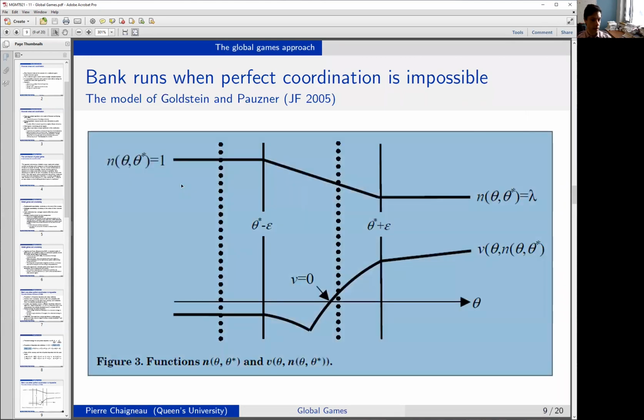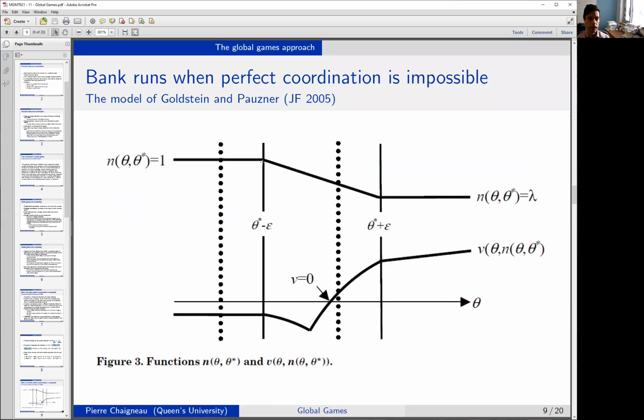Okay. And in between these two extremes, the proportion of agents who withdraw, as you can see, is linearly decreasing in the state of the economy. This is simply because of the assumed uniform distribution. With a normal distribution, you have something a bit more smooth, but the general prediction will remain the same, right? That the proportion of agents who withdraw is going to be decreasing in the state of the economy, theta.